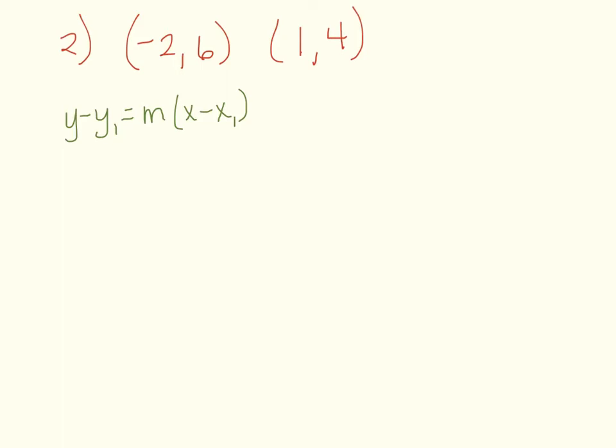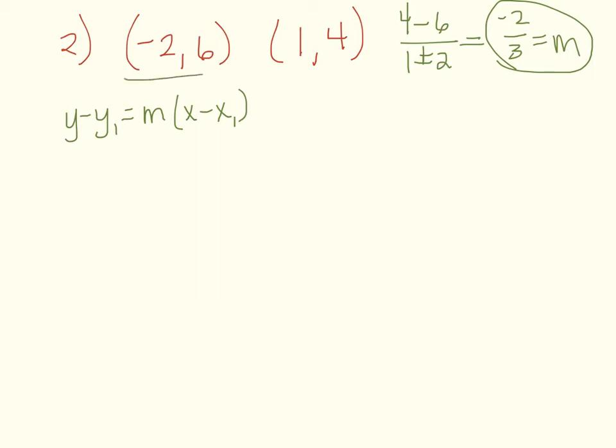Sure you do. You subtract the y's on top, so in this case 4 minus 6. You subtract the x's on bottom, in this case 1 minus a negative 2. So I subtracted 4 minus 6 for the y's, 1 minus a negative 2 for the x's. And what you end up getting is negative 2/3. My slope in this case is going to be negative 2/3, and that's the m I'm going to need to use. Now which point do I use? Actually, it doesn't matter. You get the same answer either way. I'm going to go ahead and use the first point, but you could use the second one. You'd get the same answer.